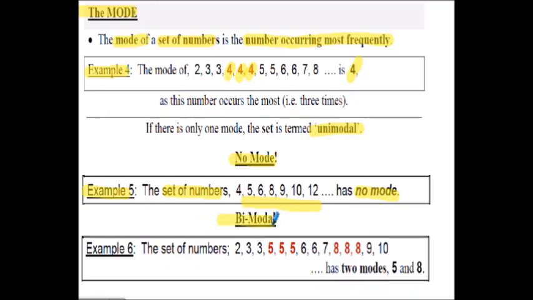And we can have a bimodal situation. Example 6 shows this. We've got a set of numbers here, and they're arranged in ascending order again for convenience, and we can clearly see that the number 5 occurs 3 times and the number 8 occurs 3 times in this particular set of data. So there are 2 modes here because the 5 and the 8 occur the most.